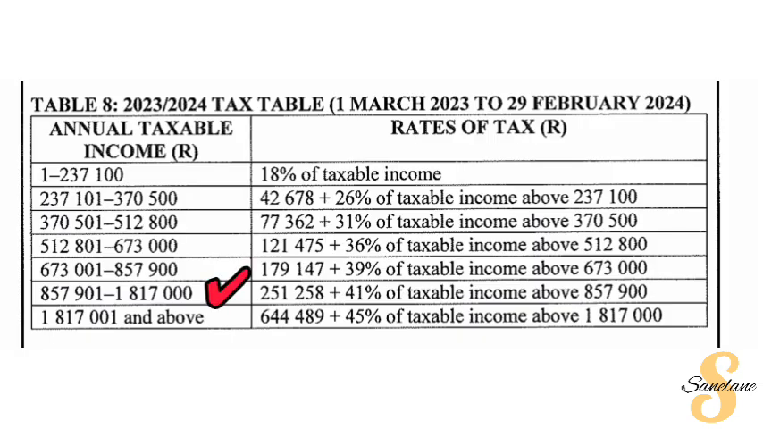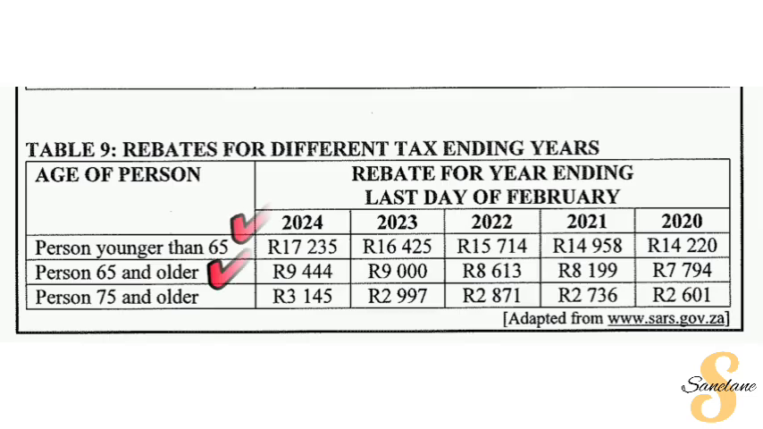So we are looking at our table 8, and remember he earns $981,500. We are looking at which tax bracket he belongs to. He belongs to the one that is between 857,901 and 1,817,000. So that is the tax bracket that he belongs to. This column, the column of annual taxable income, is only to determine which tax bracket he belongs to.